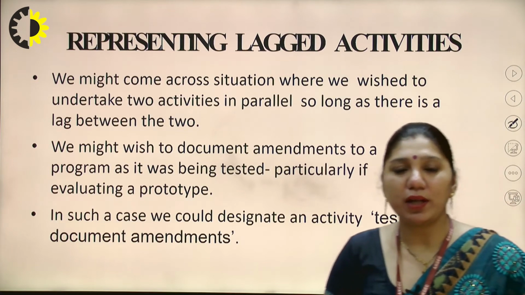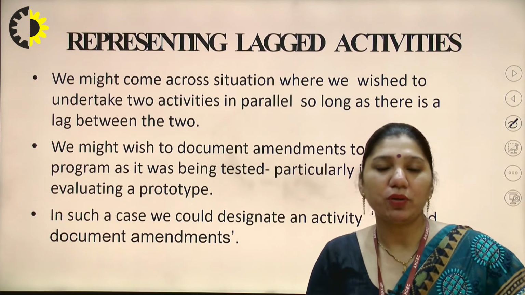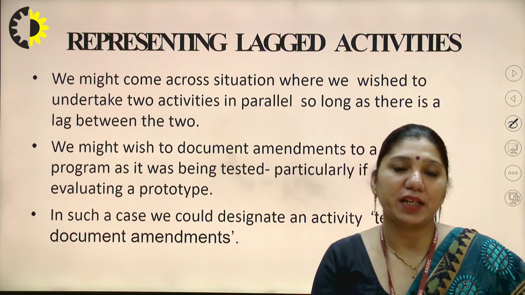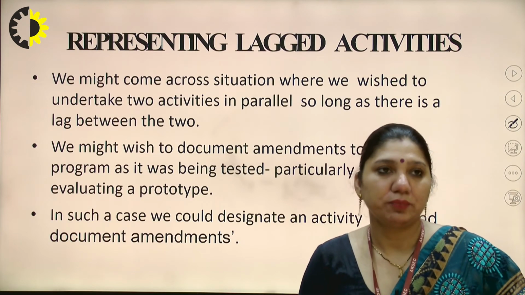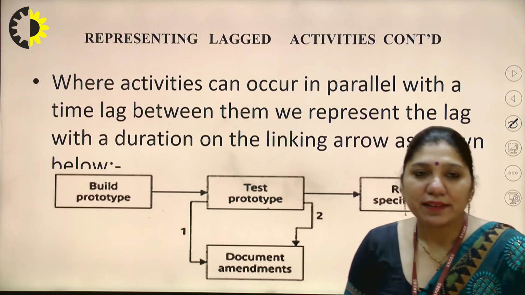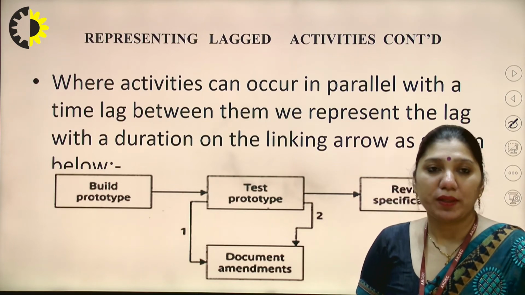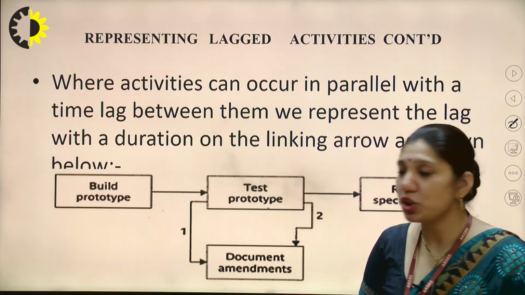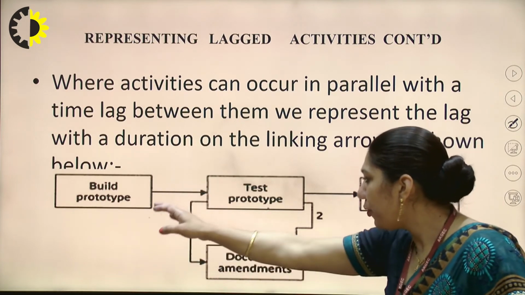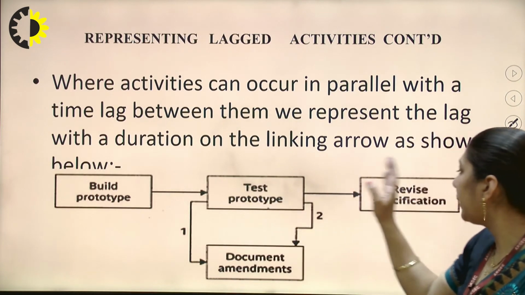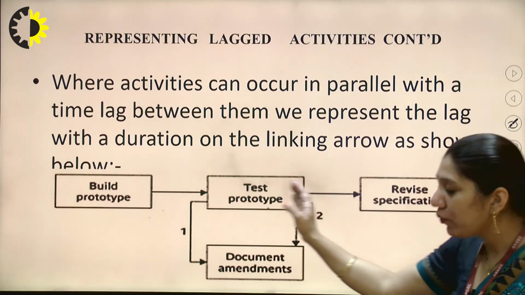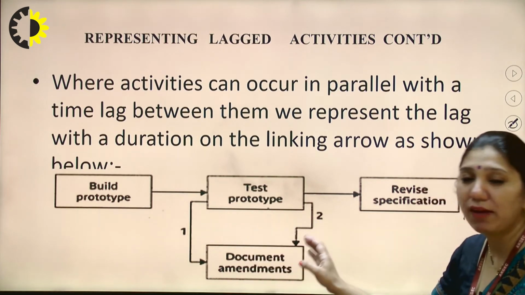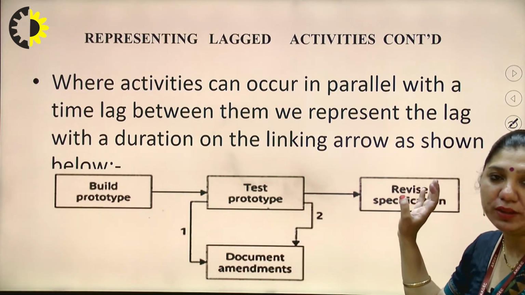In such a case, we could designate an activity test and document amendments. So if we find out that there are some changes in the module or any updations has been done through that, we can have those amendments represented there itself. Fine. Where activities can occur in parallel with the time lag between them, we represent the lag with the duration of linking an arrow as shown in this below figure. Build a prototype, test a prototype, and then review the specification. Whatever amendments you are doing in parallel to this module should be done here itself and it should be coded at the end of the project.